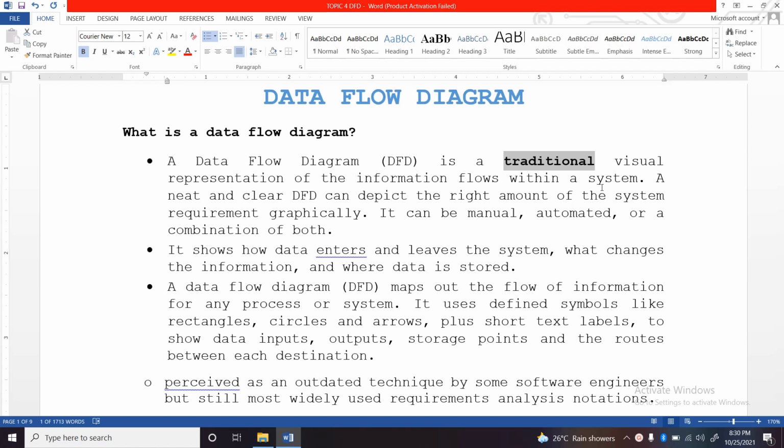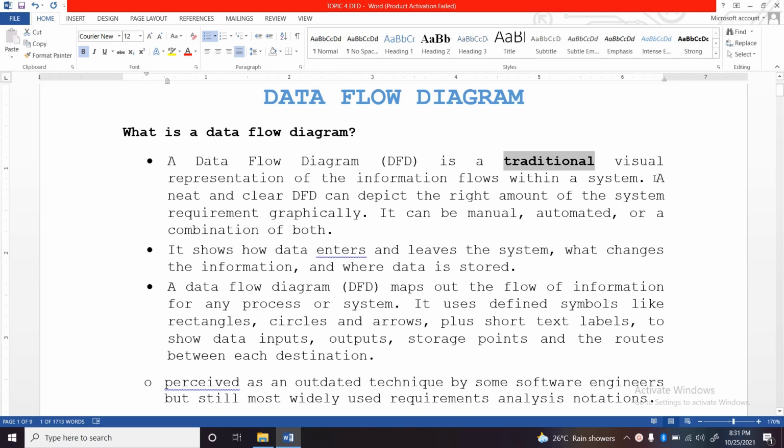So even if it is traditional, or we may say it is outdated or old, it is still being used, especially in the visual representation of how data moves, or how information flows within a particular system. Okay, same as the entity relationship diagram. The only difference between the DFD and the ERD is that they use different notations and different symbols to represent the flow of data and also the processes.